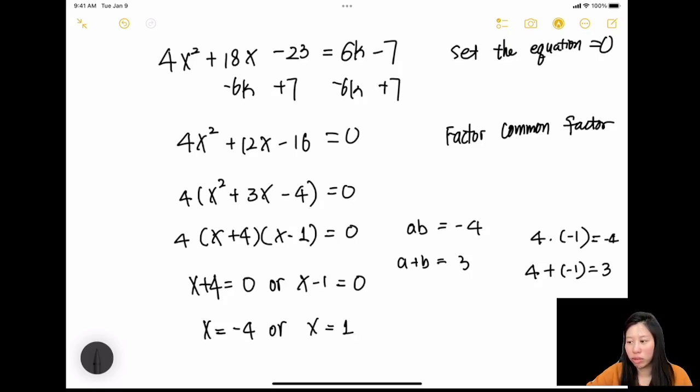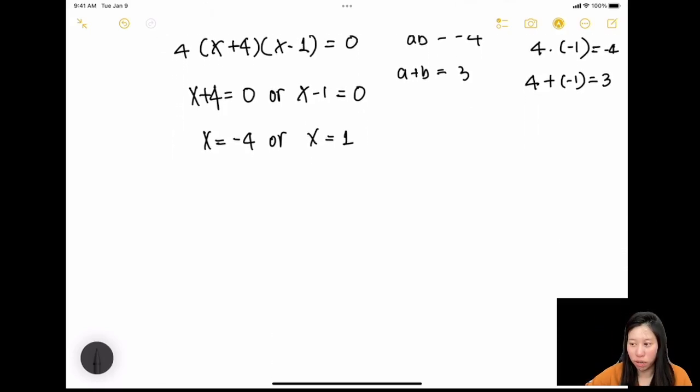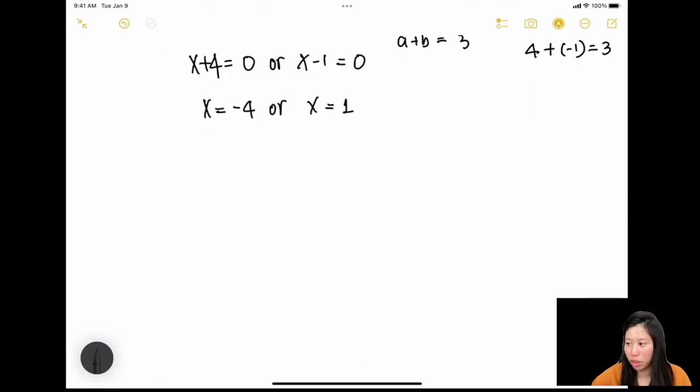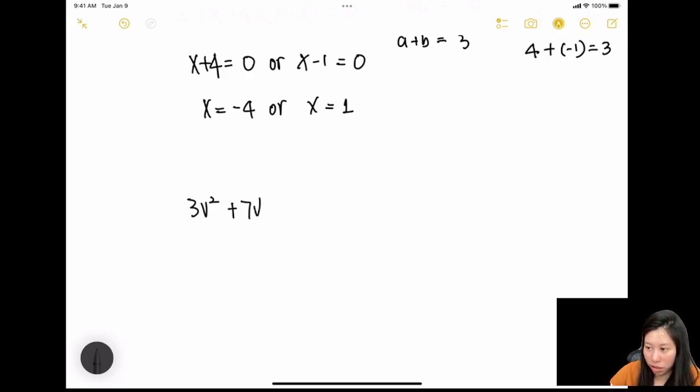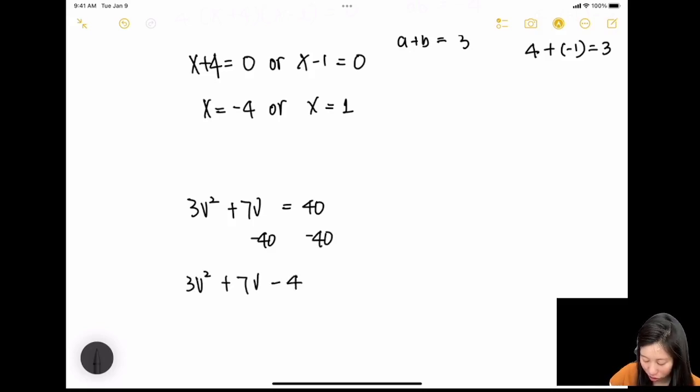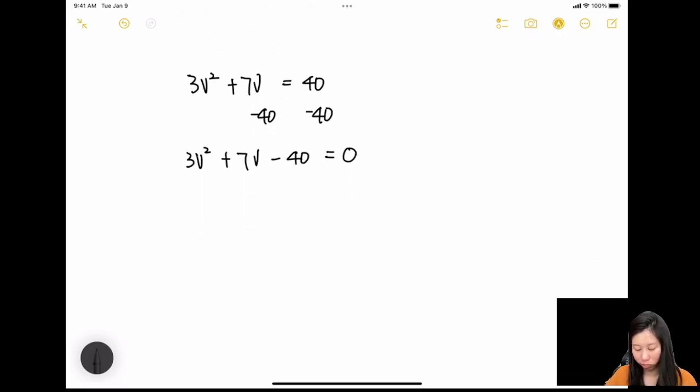Okay, so now let's do another one. 3v squared plus 7v equals 14. Again, what will be your first step? Your first step should be to set the equation equal to 0 by subtracting 14 on both sides. So we have 3v squared plus 7v minus 14 equals 0. And then we can use cross multiply to factor it.